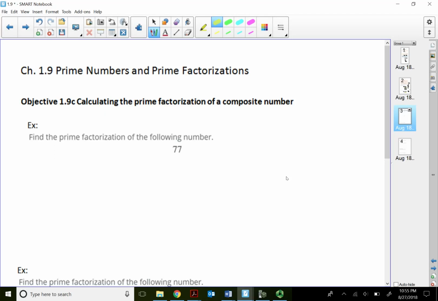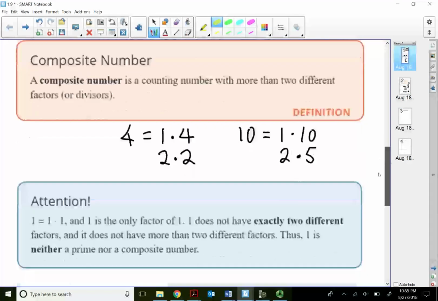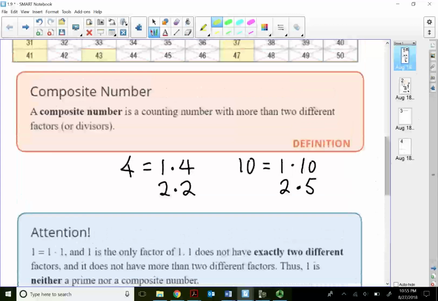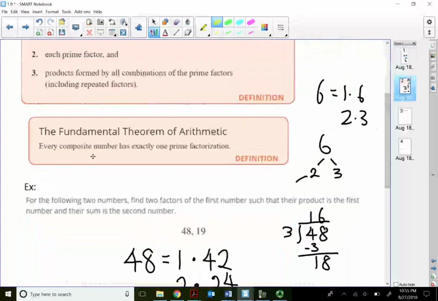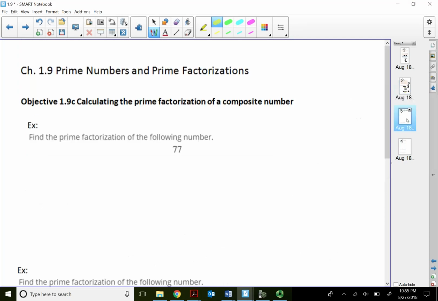Welcome to module 1.9. In this lecture video, I'm going to show you how to calculate the prime factorization of a composite number. If you look back on the handouts at the beginning of 9.1, on the second page, it mentioned that every composite number has exactly one prime factorization. What that means is that for every composite number, there's a set of prime numbers that makes it up. The way I'm doing this is a little bit different. Some textbooks call this the alternative way.